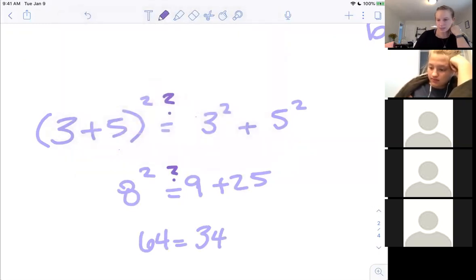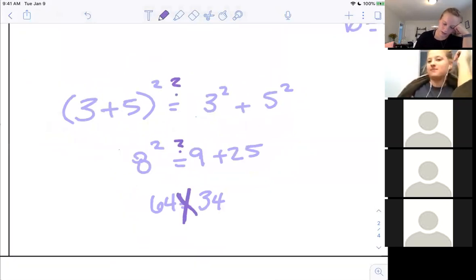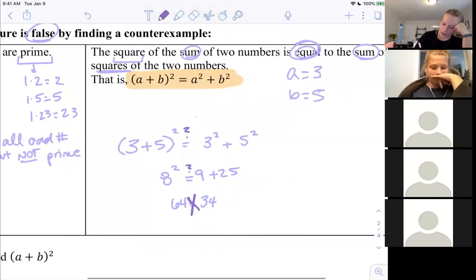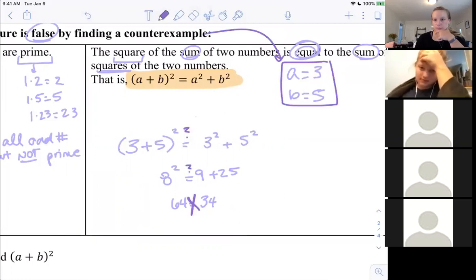Are those guys equal to each other? No. No, not at all. Not ever. Not even a little bit. So because those did not equal each other, 3 and 5 are my counterexample. My counterexample is, okay, here's one time it didn't work when I plugged 3 in for A and 5 in for B. You could have plugged any number in and I promise it wouldn't have worked.